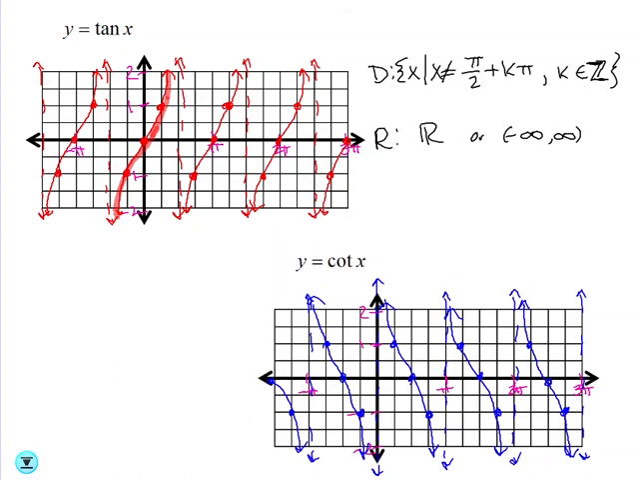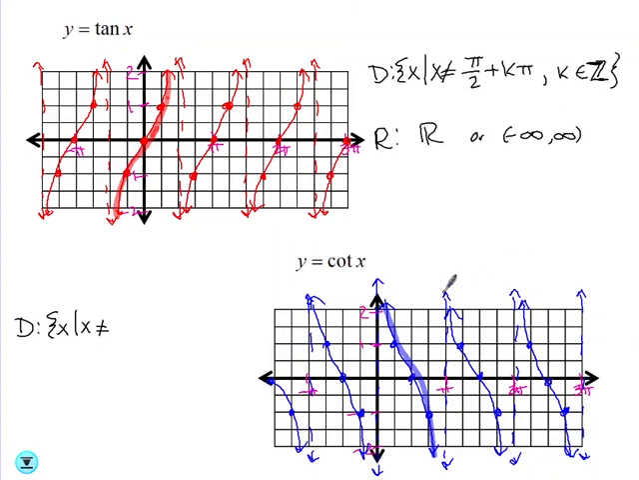When we look at the first period for the cotangent function, that is this curve between 0 and pi. When we write out the domain and range, it will be similar to that of the tangent function. Our domain is going to be x, such that x does not equal the vertical asymptotes. Here, the vertical asymptotes are all multiples of pi.